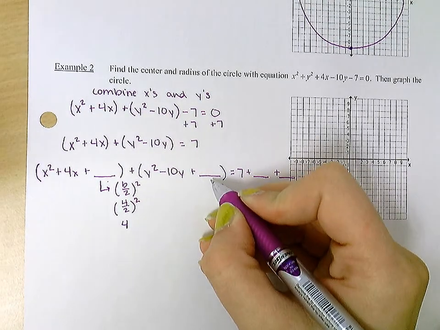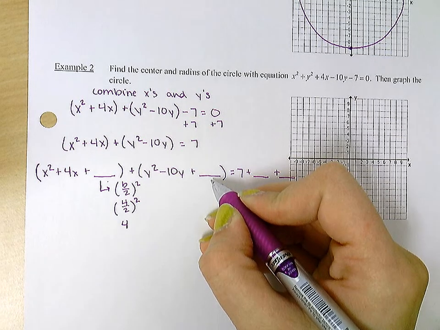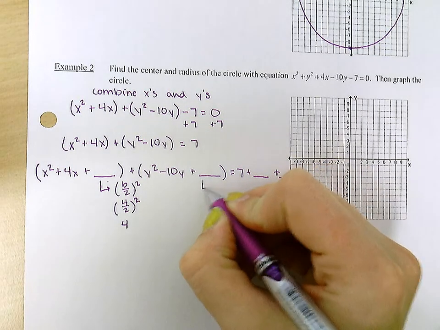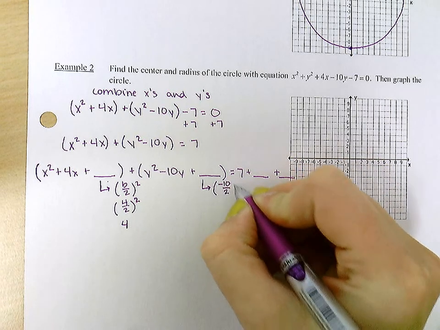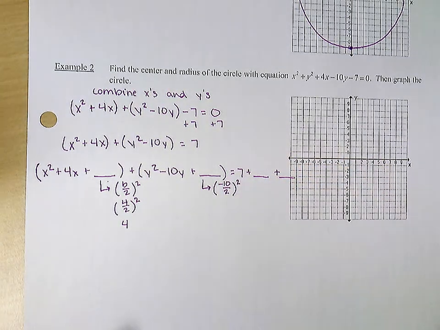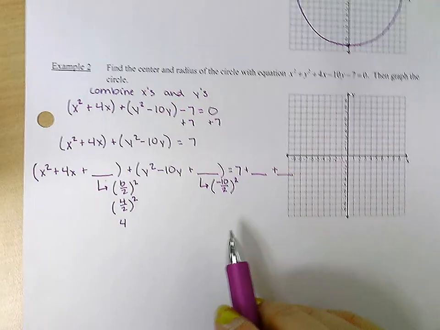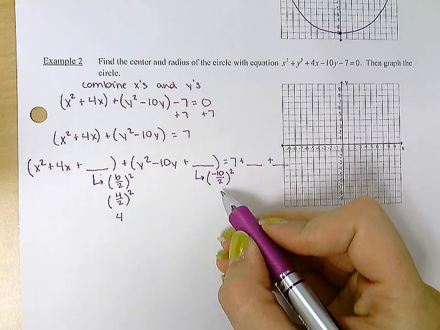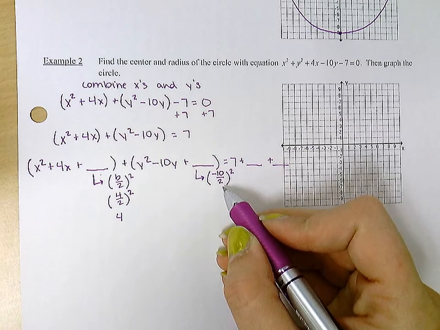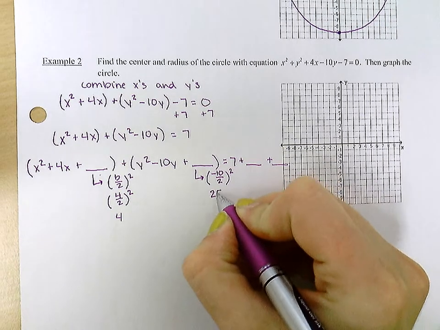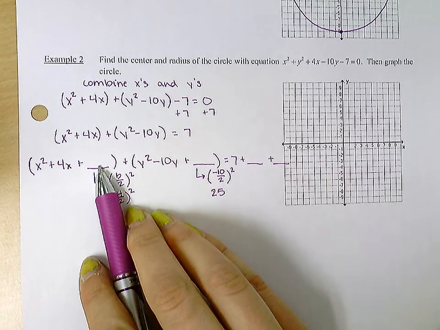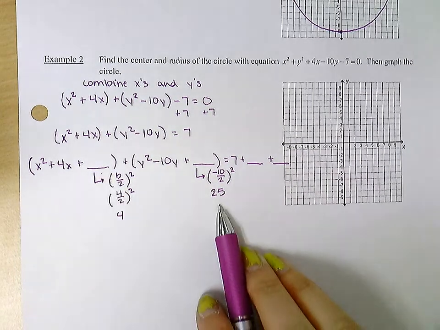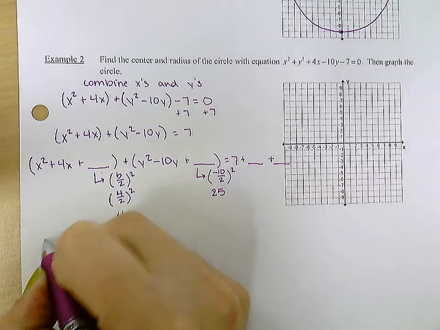Same thing for this value here. We're going to do the same thing. So b over 2, so b is 10, or negative 10, over 2 squared. Okay, that's negative 5, right? What's negative 5 squared? 25. Okay, so I'm going to add 4 into this space and 25 into this space.